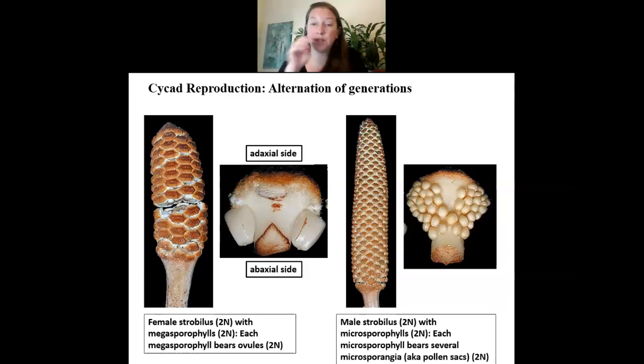Here's our male strobilus from our male plant. Same idea. There's a bunch of microsporophylls arranged in this structure, and on them there are going to be Microsporangia, aka pollen sacs, on the bottom side.